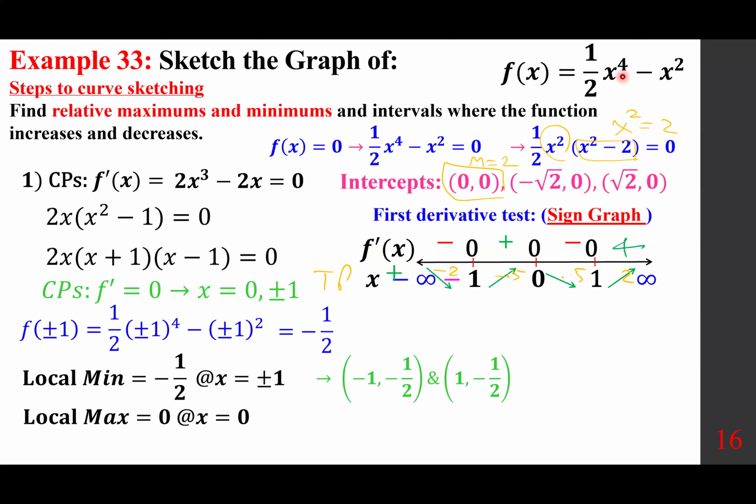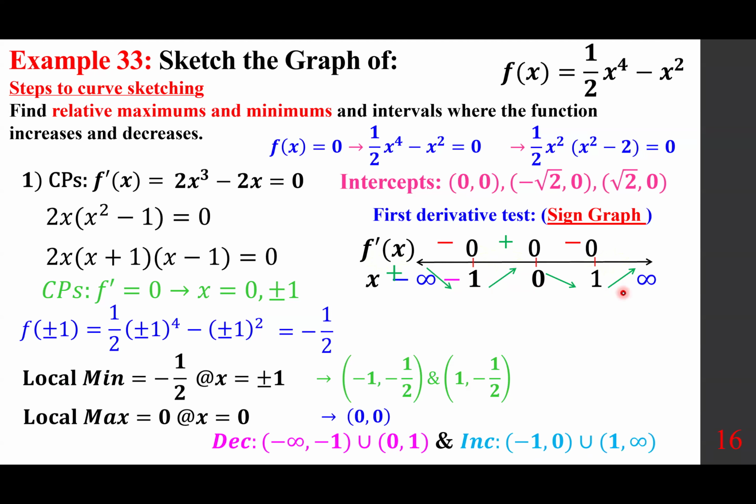If you plug in 0, you get 0. And that's exactly what we had here, the intercept and that multiplicity 2, that is referring to one of those two. So having said that, notice, let me just erase my book to make it easy. This negative means decreasing. So it's decreasing from negative infinity to negative 1, union 0 to 1. And it's increasing from negative 1 to 0, union 1 to infinity. So let's write that. Okay, so local maximum, and then decreasing, increasing.